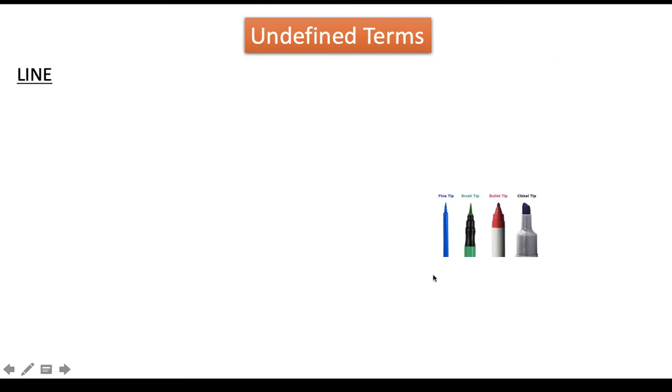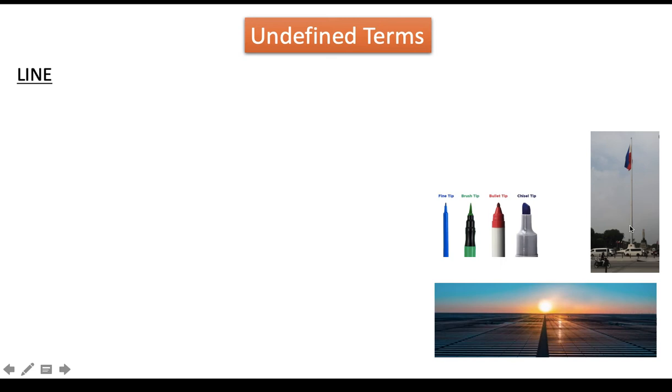While a line can be seen in a pen, in a flagpole as well, even the horizon, that is the meeting point of the surface of the earth and the sky. So a horizon suggests a line. And even that box right there, the edges of this box also suggest a line. This one.